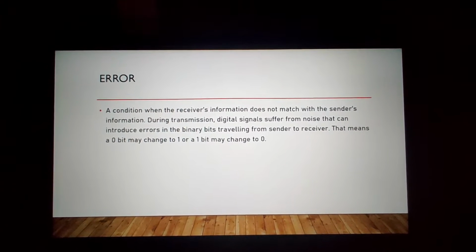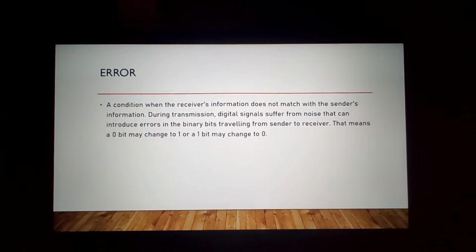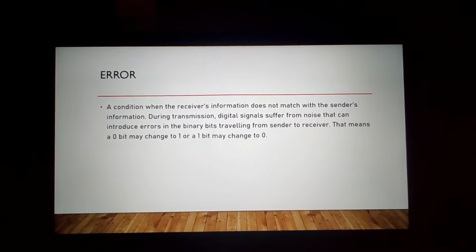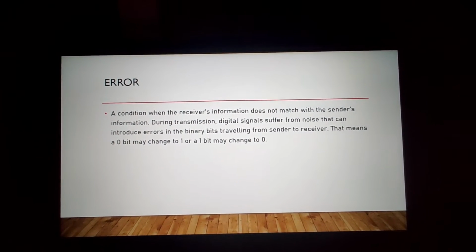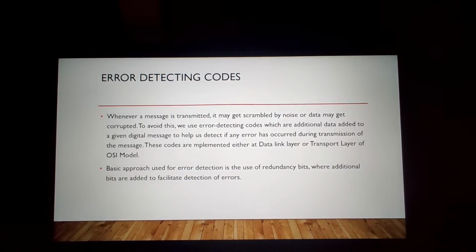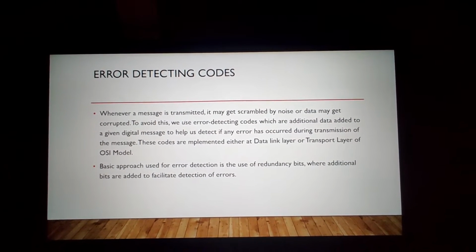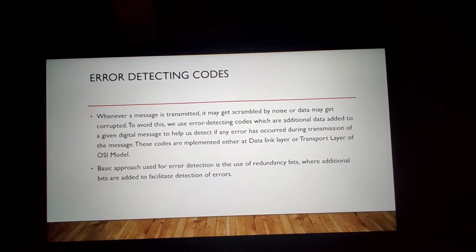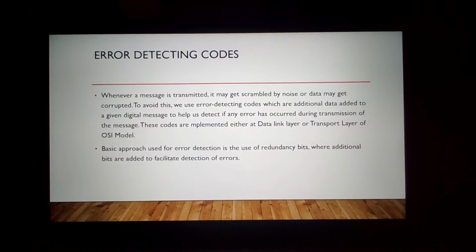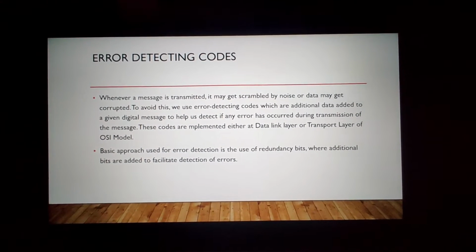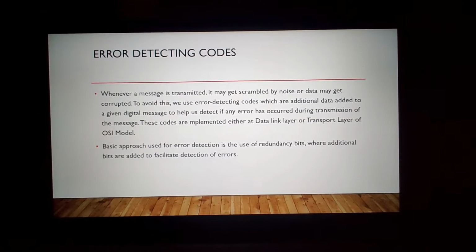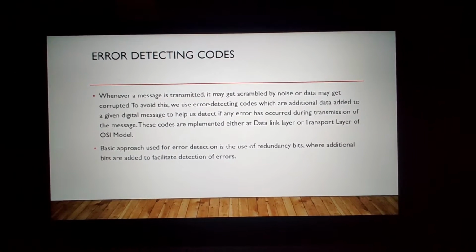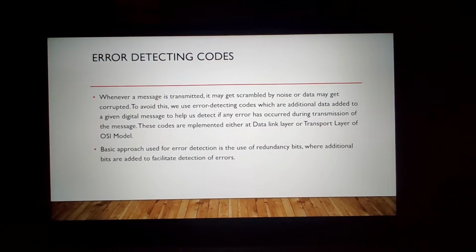Digital signals suffer from noise that can introduce errors in the binary bits traveling from sender to receiver. This means that a 0 bit can be changed to 1 or a 1 bit can be changed to 0. So whenever a message is transmitted, it may get scrambled by noise. The way we can avoid this is by using error detecting codes, which are additional data added to a given digital message to help us detect if any error has occurred during transmission of the message.